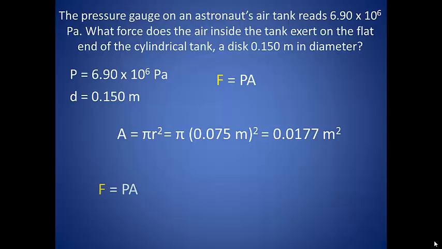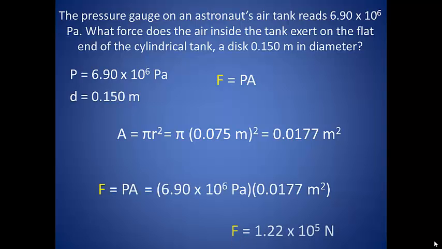So now we know the pressure and the area and can multiply those together to get 1.22 times 10 to the 5th newtons of force inside of the can. Now it is important to note that the force is exerted in all directions inside the can. The fluid inside the can is considered static because it is not flowing from one place to another. It is simply filling the can and exerting its pressure.